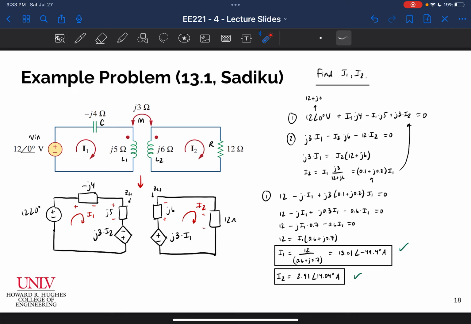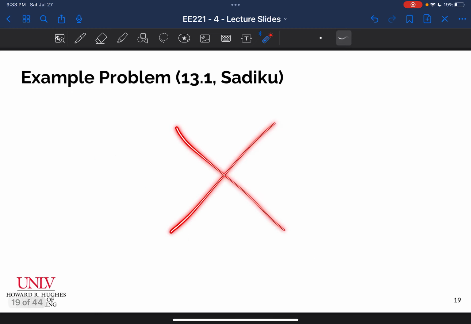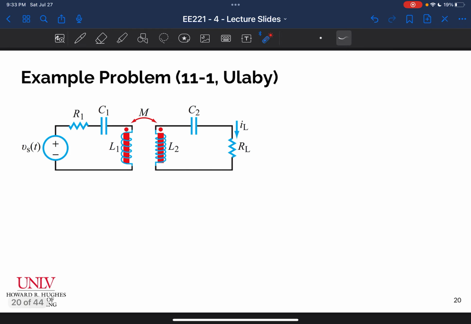All right, so we're going to end this video, and in the next video, I'm going to skip this slide because I didn't need all this space that I thought I was going to need, and we're going to solve another practice problem, but from the ULB textbook this time, okay? So I'll end this video right here.